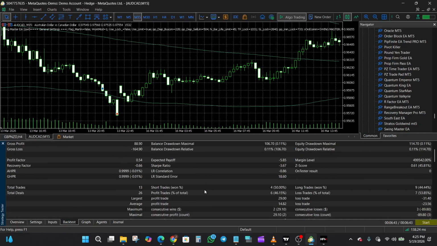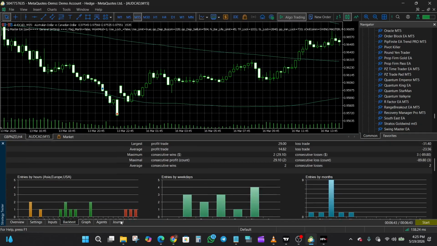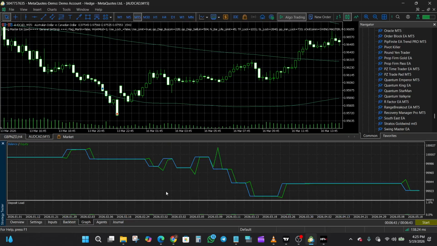All right, before we conclude, let's just look at the graph a bit, the balance and equity curve. We can see that this is not really interesting. The equity curve shows that there was a level of stagnancy for a while, and then there was just a brief moment of profitability before the EA decided to turn into a losing one.